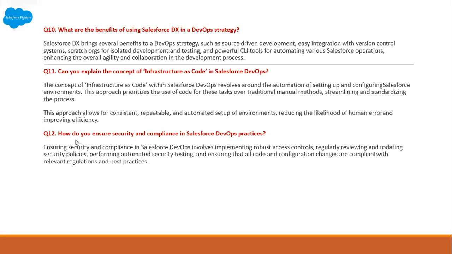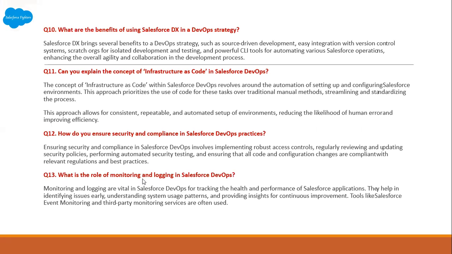Next question. How do you ensure security and compliance in the Salesforce DevOps practice? Ensuring security and compliance in Salesforce DevOps involves implementing robust access control, regularly reviewing and updating security policies, performing automated security testing, and ensuring that all code and configuration changes are compliant with relevant regulations and best practices.